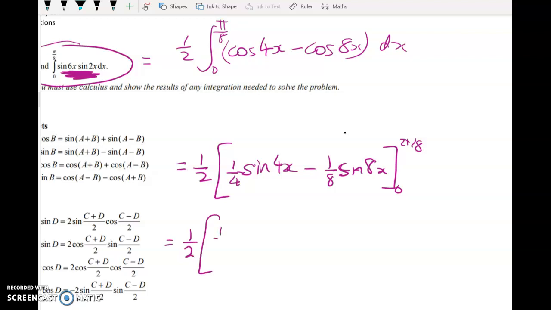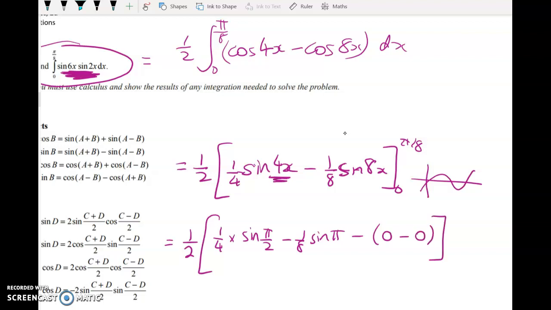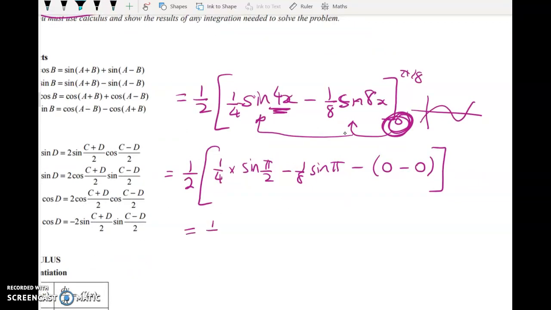You've got 1/2 of 1/4 of sine of pi on 2 minus 1/8 of sine pi minus, now we know that sine 0 is 0, so it's going to be minus sine of a quarter of 0 minus 1/8 of 0. In this case, the bottom limit being 0 does knock everything out. Just remember, in general, be really, really careful when your bottom limit's 0. If you're working with anything interesting, like a cosine function or an exponential, it's not all just going to go away. But happily for us, in this case, it nearly all does. And here we've got 1/4 times 1, and here sine of pi is equal to 0. So my final answer is simply 1/8.